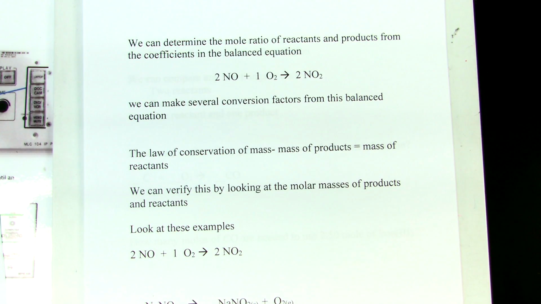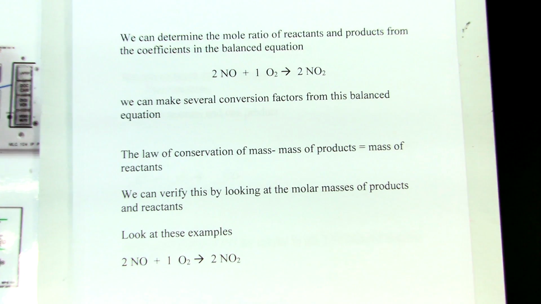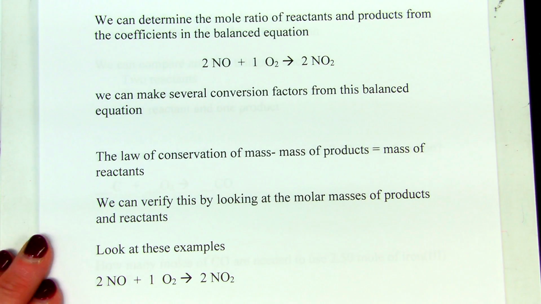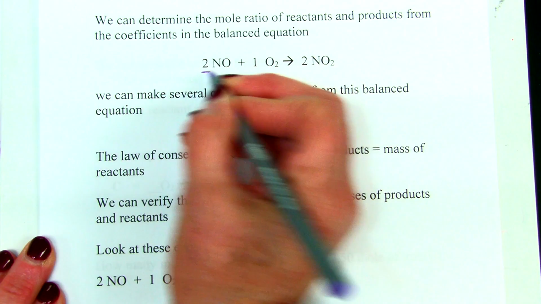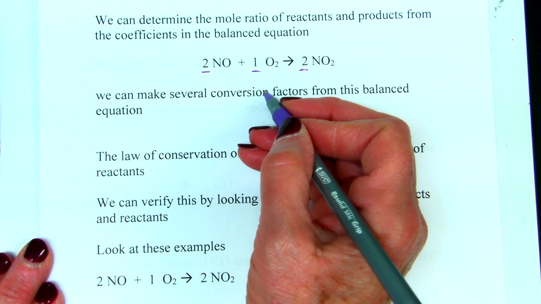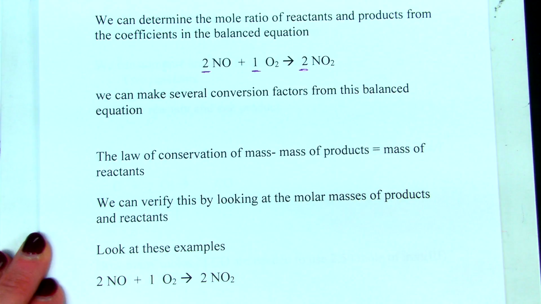First thing we do is we start by looking at our balanced chemical equations, and we pay attention to the coefficients in the balanced equation. The 2, the 1, and the 2. Now, typically, we don't write the 1. There's just nothing written there, but it's not a 0, and it's important to remember that.